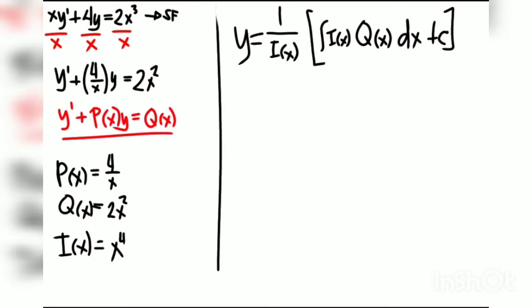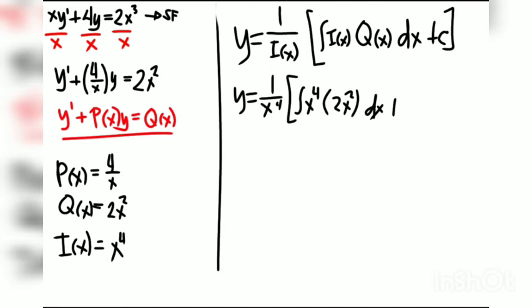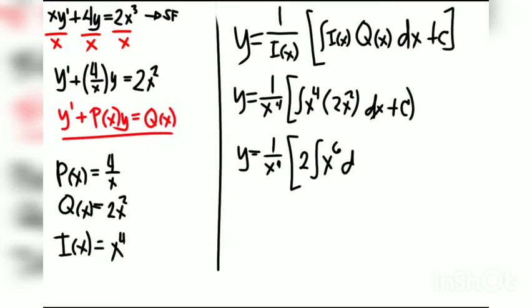So, we will just substitute our previous values, and that would give us 1 over x raised to 4 multiplied by the integral of x raised to 4. Our q of x is 2x squared dx plus c. We move the constant 2 in front of the integral sign and combine x raised to 4 and x squared. That would give us y equals 1 over x raised to 4 times 2 the integral of x raised to 6 dx plus c.